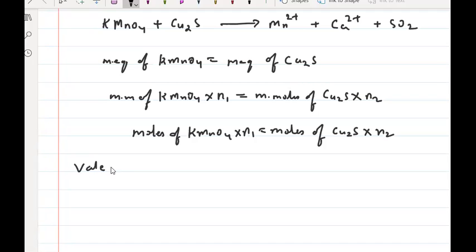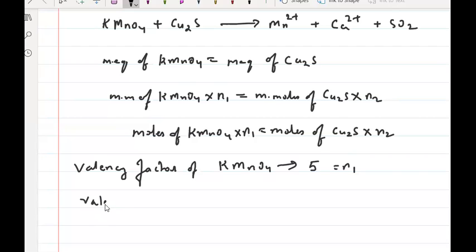So think about this. The valency factor of KMnO4 is what? We already know this. In acidic medium, it is converted from +7 to +2. So the valency factor of KMnO4 is 5, right? Yes or no? Now, what is the valency factor of Cu2S? So this is N1. What is the valency factor of Cu2S? We have solved this already. Anyone?